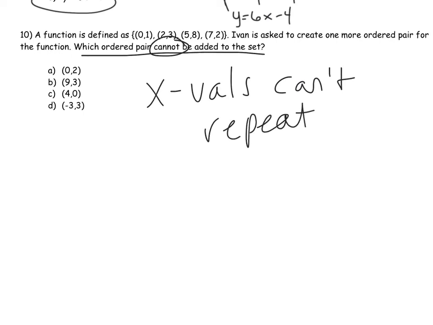So I'm looking for the point that would make this not a function. So which choice would add a repeating x value to the mix? All right, it would be choice A, because 0 would repeat. 9 is not represented, 4 is not represented, and negative 3 is not represented. Remember, the y values can repeat. It's just the x values that can't repeat.